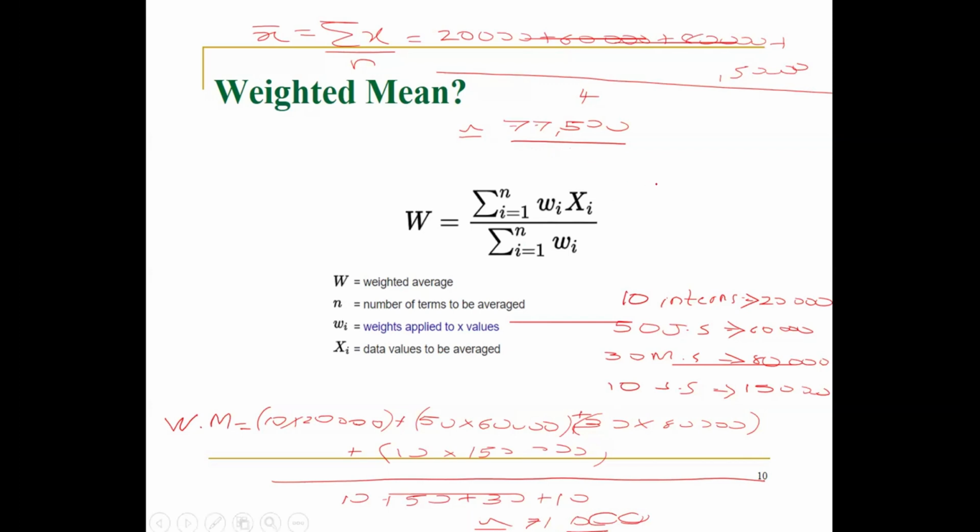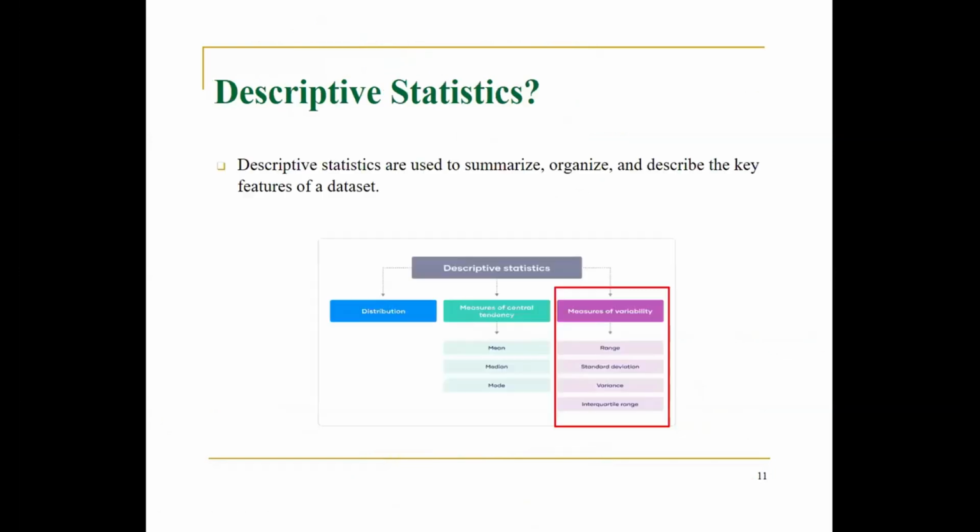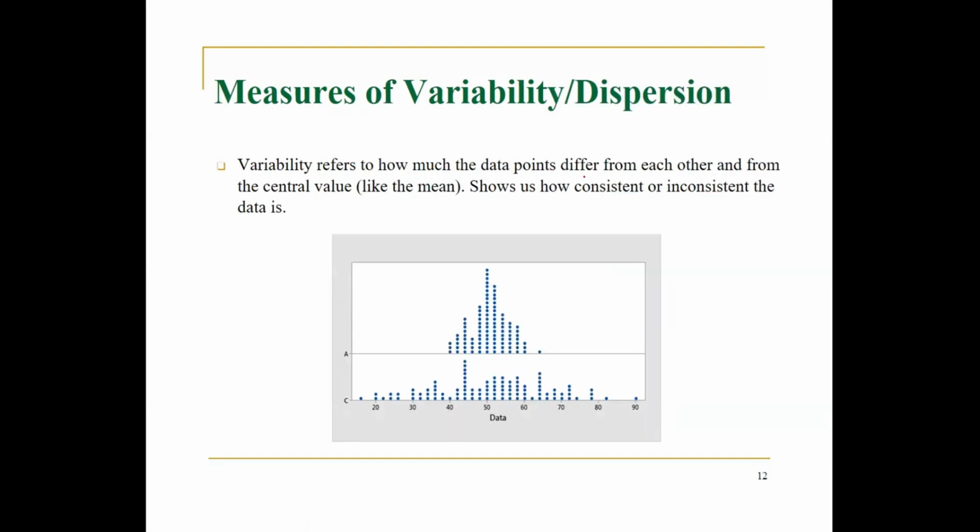So that will be a good representation of the actual value that most of the employees are getting paid. Then we had the measures of variability, or the measures of dispersion. Using these measures of dispersion, we check what the dispersion of the data set is. So how much the data points are deviated from the center point, how much they differ from each other and from the central value. So it shows us how consistent or inconsistent the data are.